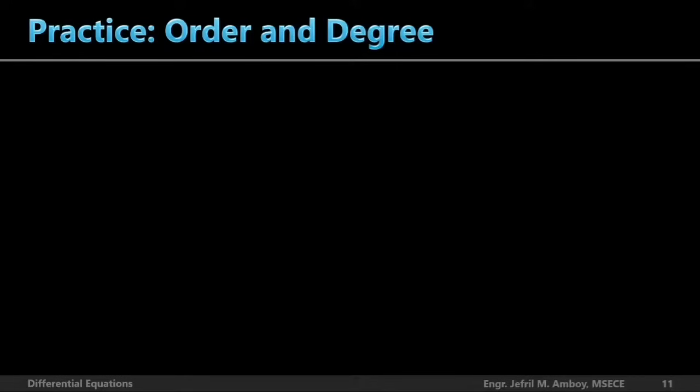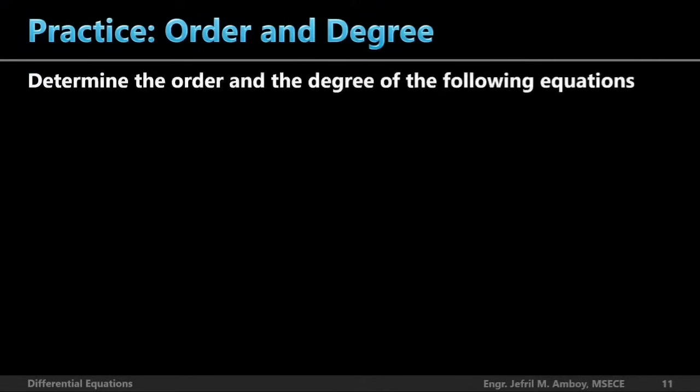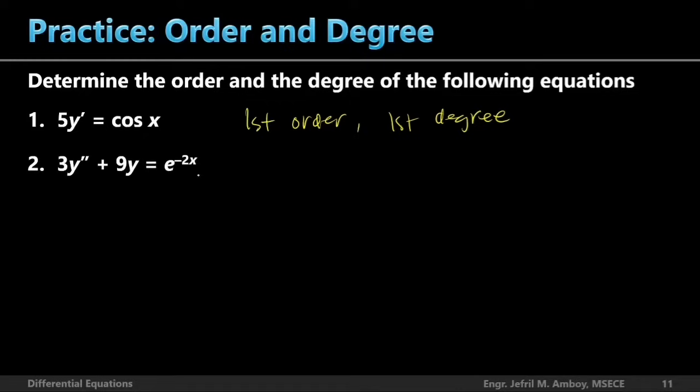So, this time, mag-practice na tayo para mag-determine ng order at degree ng mga differential equations. Aalamin lang natin kung ano ang order at saka degree, ha? Okay? So, number 1, 5y prime equals cosine x. So, obviously, this is a first order differential equation at the same time first degree. So, lagay natin first order, first degree.